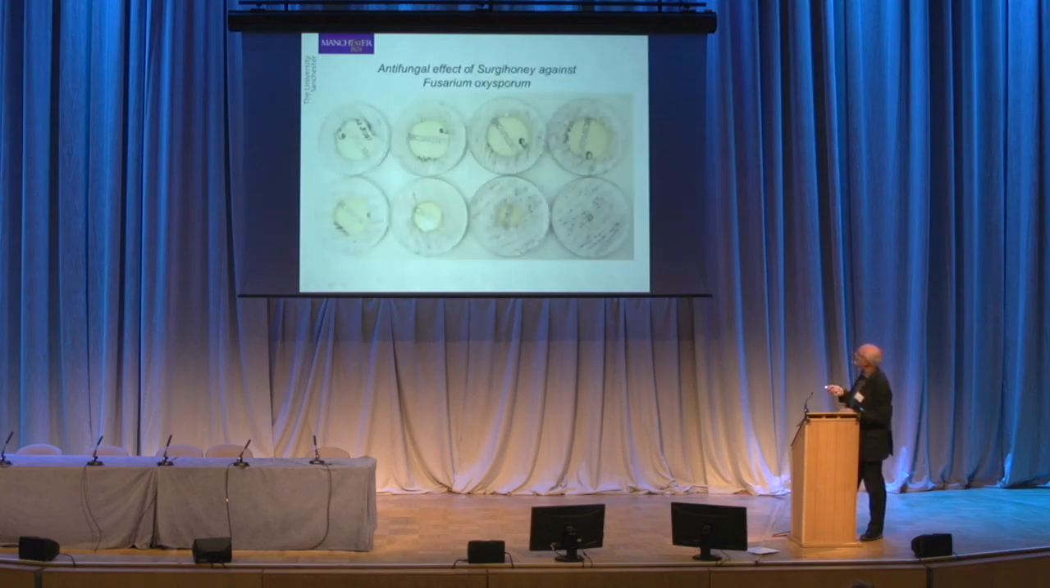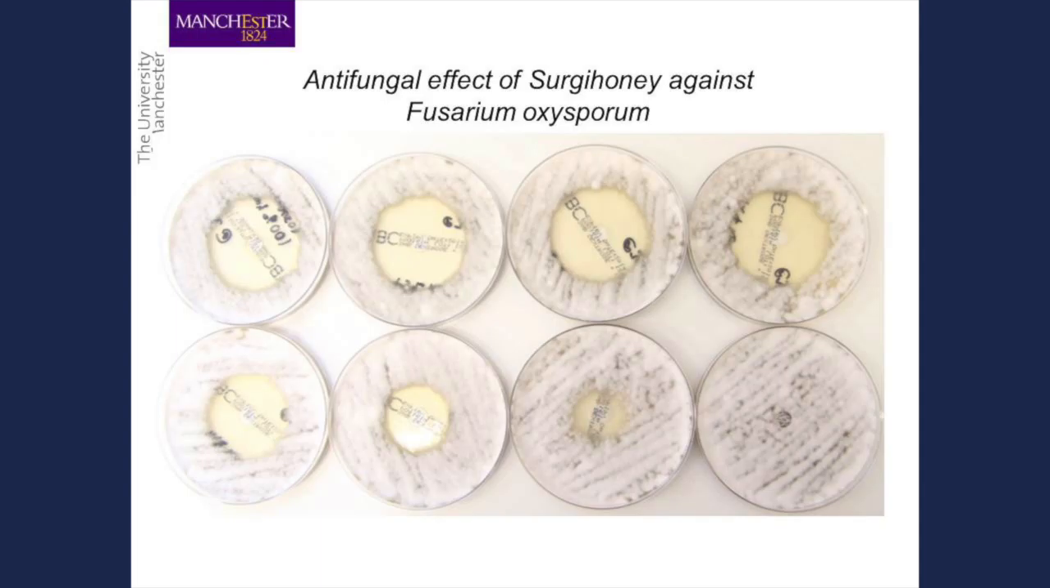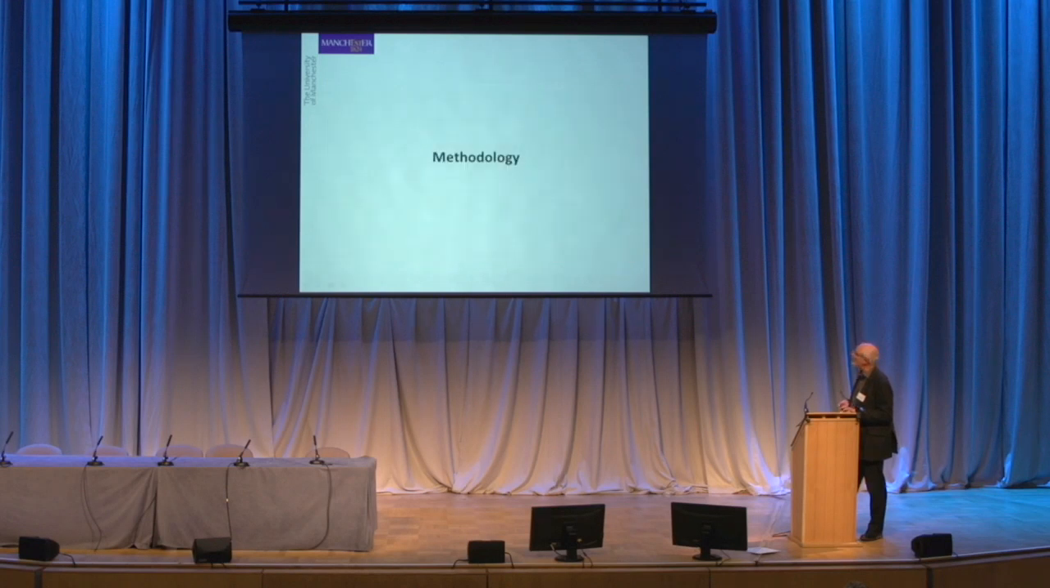So here we have, first of all, again, back to the simple experiment. Here we have 100% honey against Fusarium oxysporum in this particular case. This seems to be the major fungal pathogen that's involved in various wound infections and also in these keratitis cases, showing quite nicely how active Surgi honey is against Fusarium.